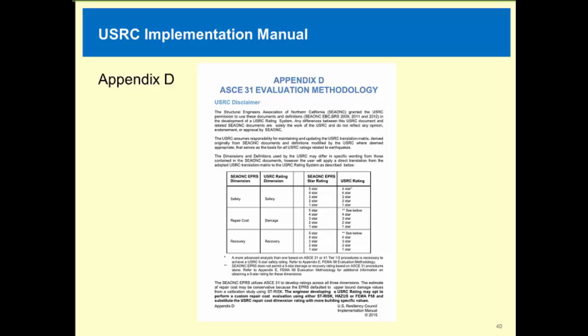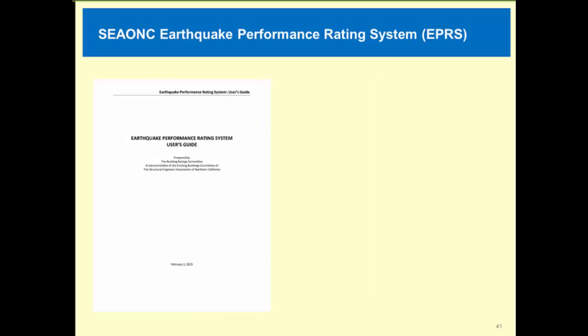This is what Ron was saying has just been reissued to include all the tables. This goes into discussing how the USRC uses the EPRS, which is the Earthquake Performance Rating System developed by CNONC. I'll go into more of this later, but that shows you where to find this information in the USRC manual. So now we're really going to dig into Appendix D, because this is where all the EPRS information is located.